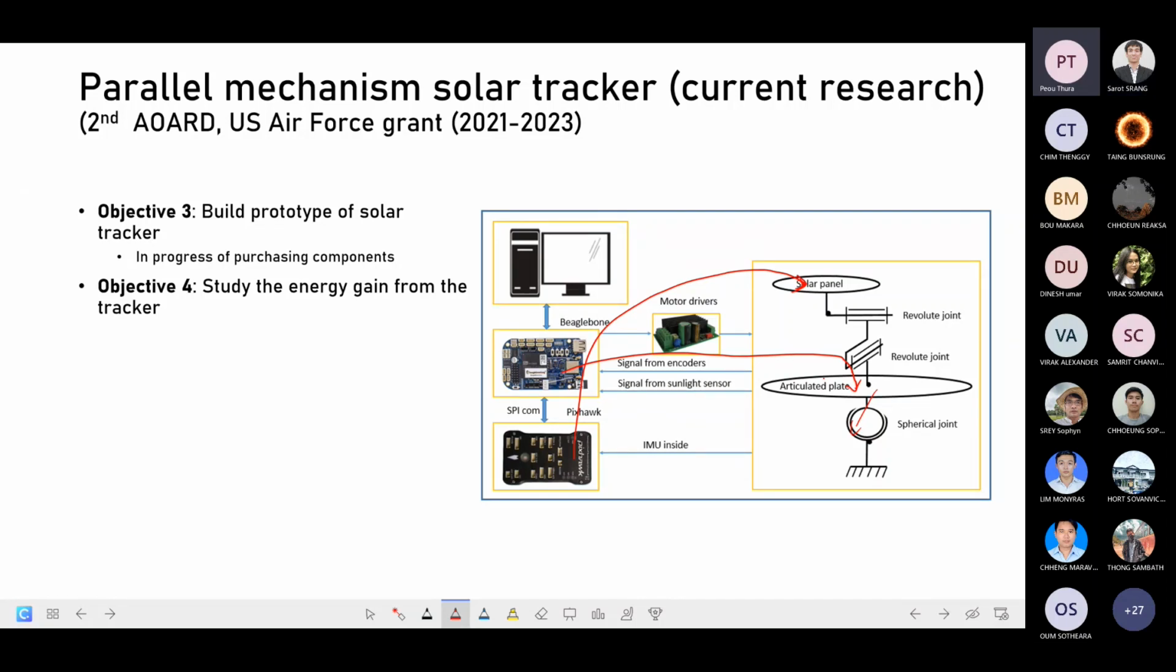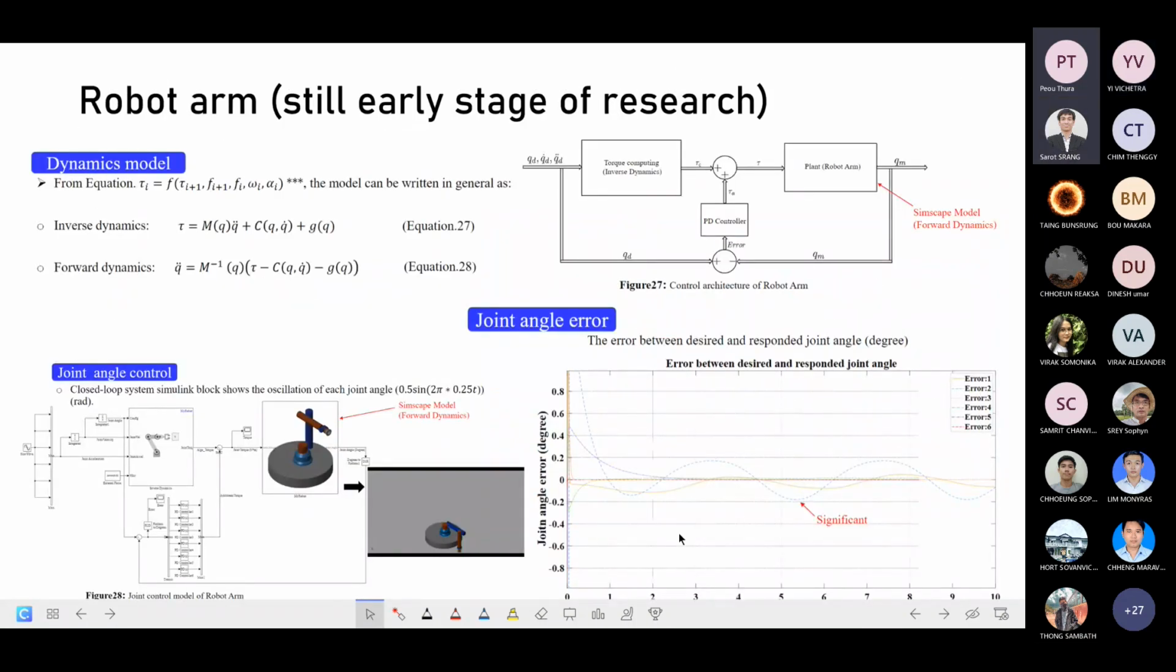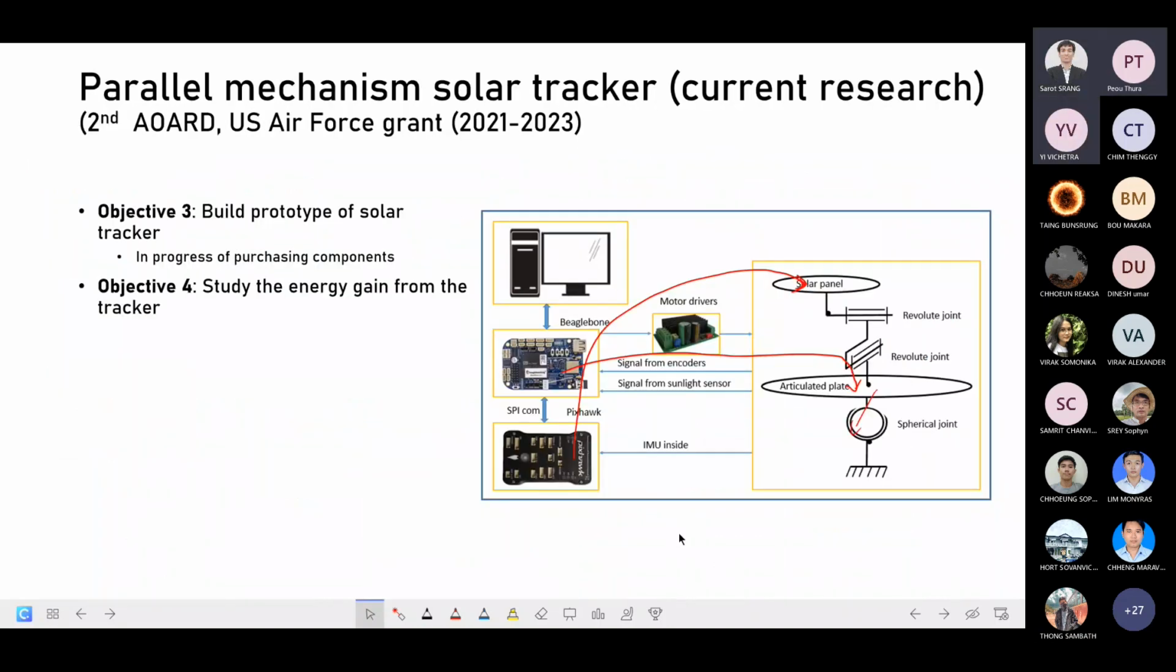Is that clear, Chitra? I cannot hear you. Hello. Hello. Okay, so let's go next. What happened? What is wrong with your computer, Chitra?